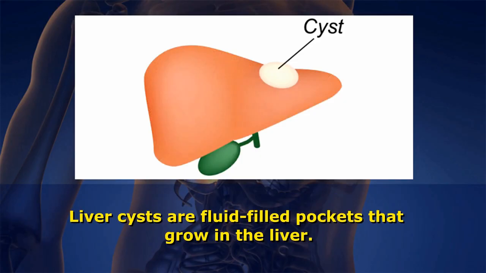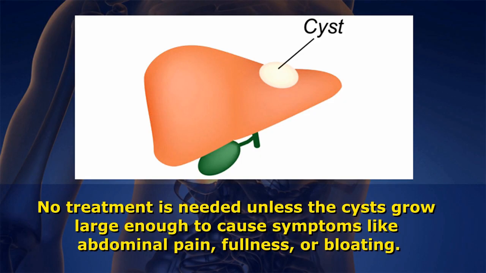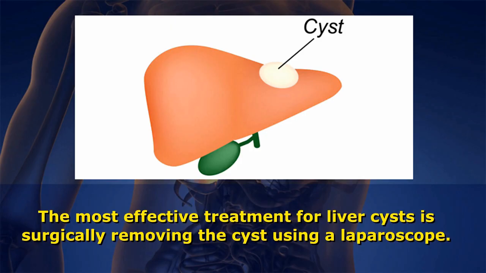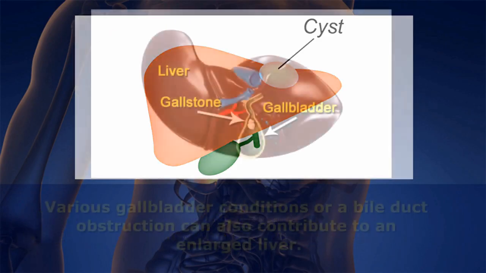Liver cysts are fluid-filled pockets that grow in the liver. No treatment is needed unless the cysts grow large enough to cause symptoms like abdominal pain, fullness, or bloating. The most effective treatment for liver cysts is surgically removing the cyst using a laparoscope.